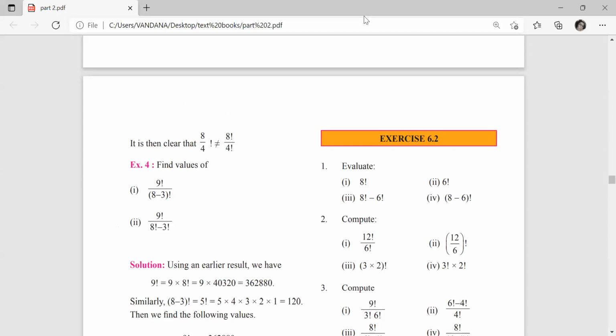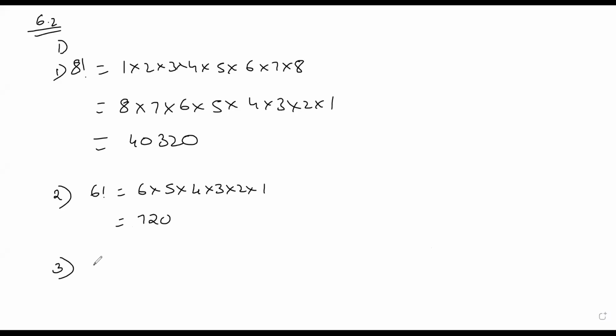Then the third one, 8 factorial minus 6 factorial. See, this is 8 factorial minus 6 factorial. 8 factorial is 40320 minus 6 factorial is 720. और factorial notation कोई common लेने वाली चीज नहीं होती है कि we'll take it common, multiply inside the bracket. No, it is not like that. So 40320 minus 720. This is 39,600.